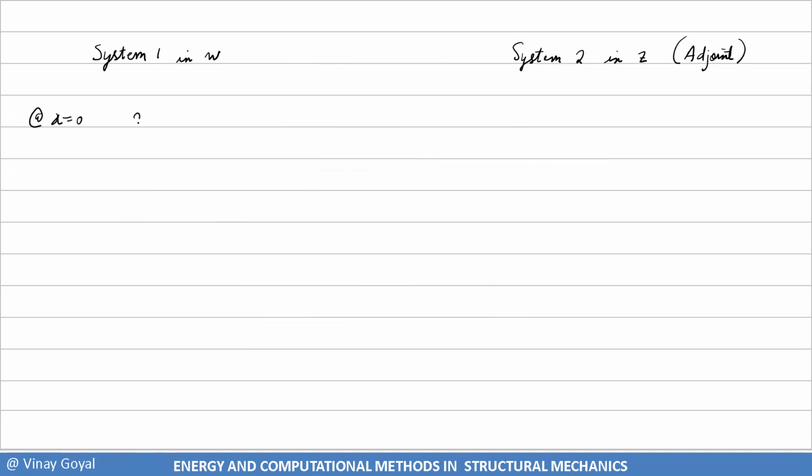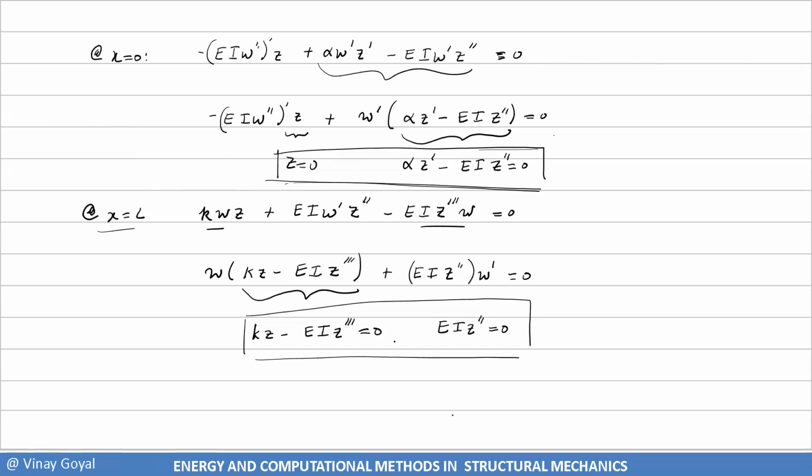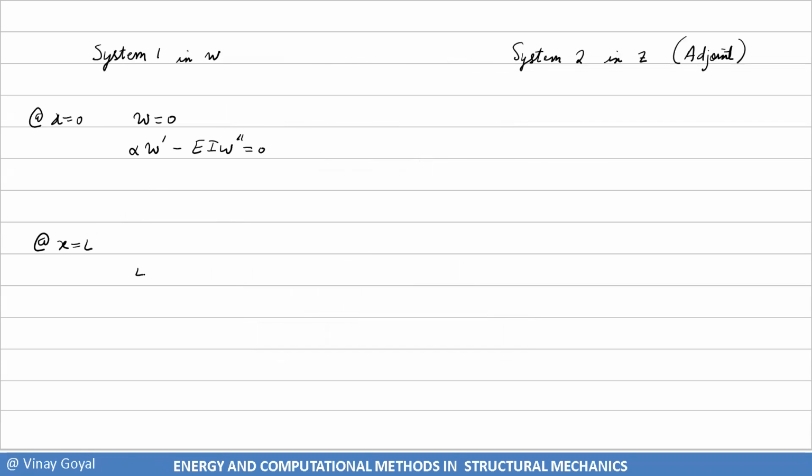earlier I had shown that I have W equals 0. And I also had alpha W prime minus EI W double prime equals 0. At x equals L, I also had EI W double prime is 0 and KW minus EI W triple prime equals 0. I apologize for that.